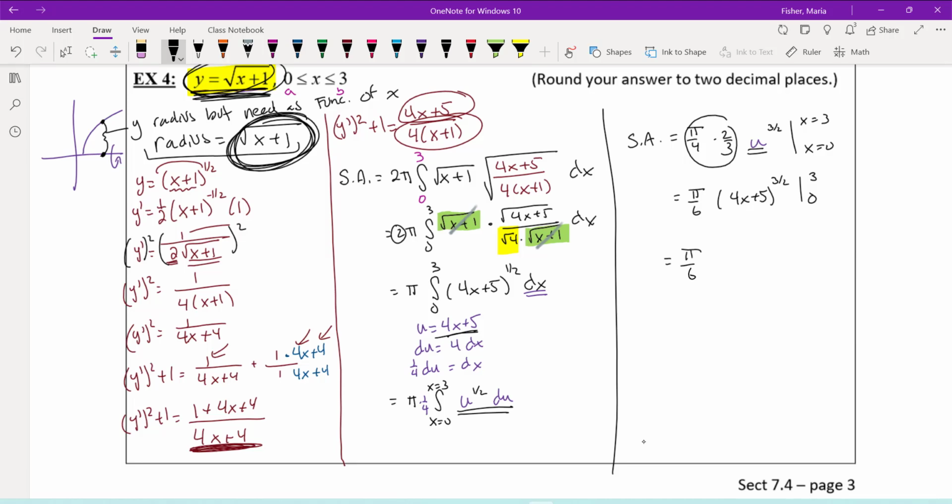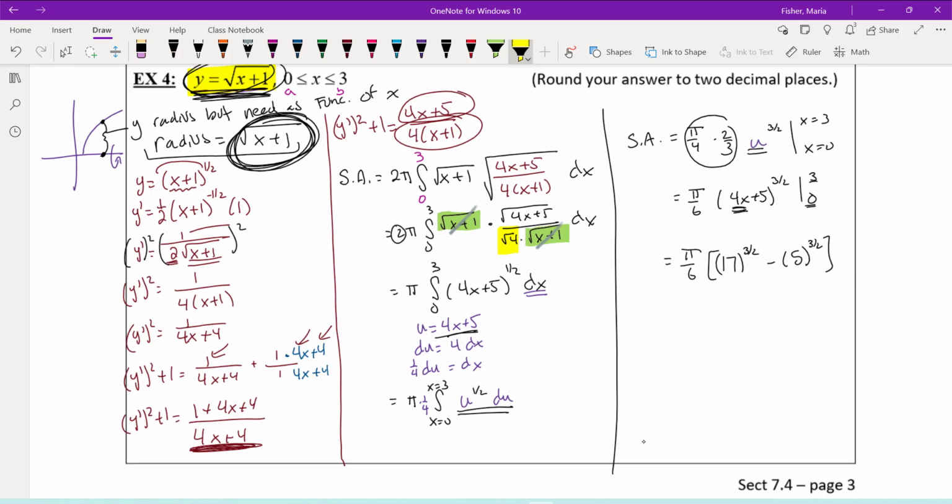Plugging in those limits of integration, 4 times 3 is equal to 12, plus 5 is 17. So we have 17 to the 3 halves. And if I plug in a 0, 4 times 0 is 0, plus 5 is 5, so that's going to be 5 to the 3 halves.